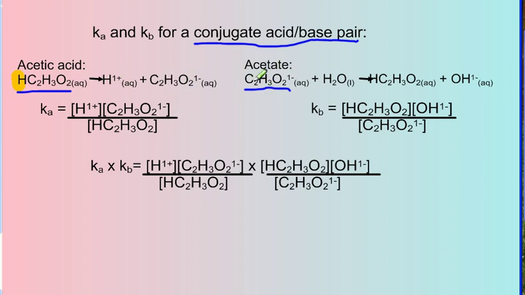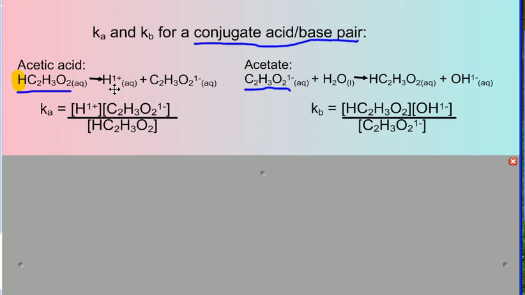If you take acetate and put it in water, some of the acetate will take a hydrogen away from water, which leaves us with acetic acid plus hydroxide. So if we wrote a Ka expression and a Kb expression for each of those reactions, they would look like this. For the acid, H plus times acetate divided by acetic acid. And for the base, we have acetic acid times hydroxide divided by acetate.